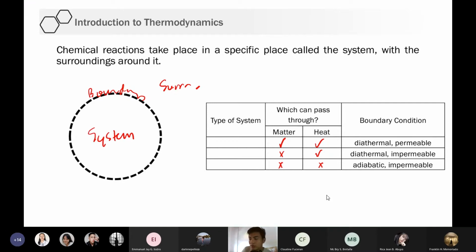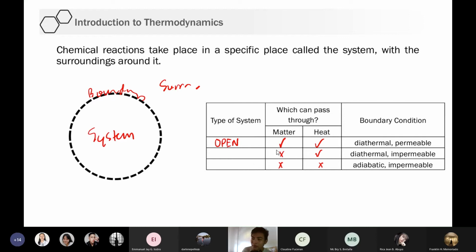So, depending on the combination of the boundary, no, depending on the type of particles or energy that they can pass through, iba-iba yung tawag nila. For system that can pass through matter and heat, we call that an open system. Obvious naman, open yan. Okay? Kasi yung matter, pwede lumabas-pasok. Ibig sabihin, bukas, no? Okay? And the heat can also pass through. So, yan. We call the systems that are diathermal and permeable an open system.